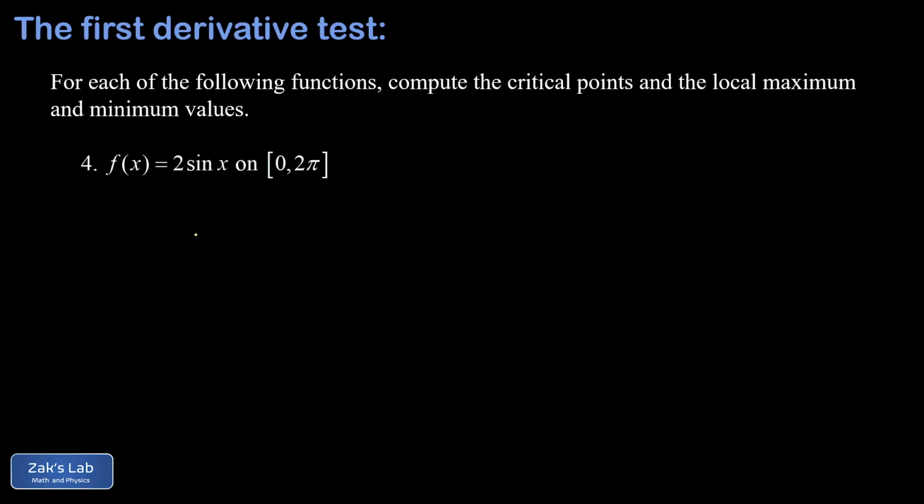In our next example, we have a trig function. So I have f of x equals 2 sine x on this closed interval 0 to 2 pi. So we take the derivative and set it equal to 0. And the derivative is 2 cosine x. So we're going to set that equal to 0.